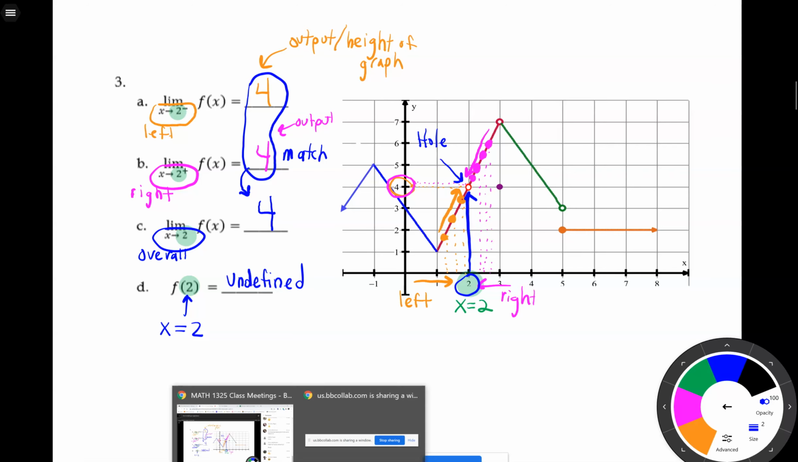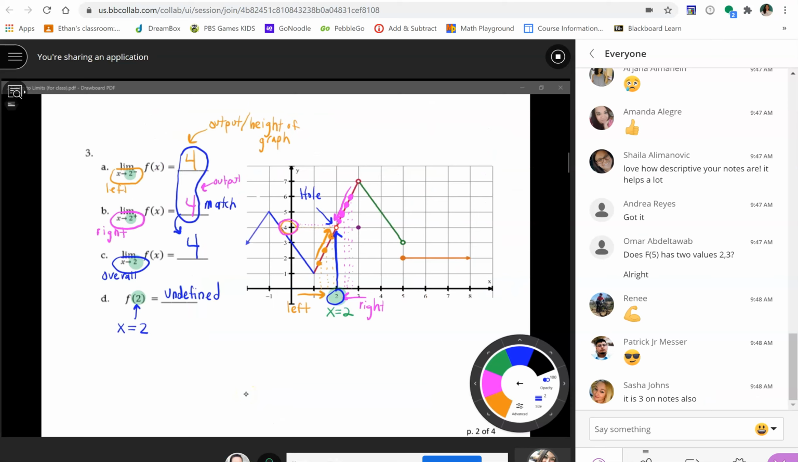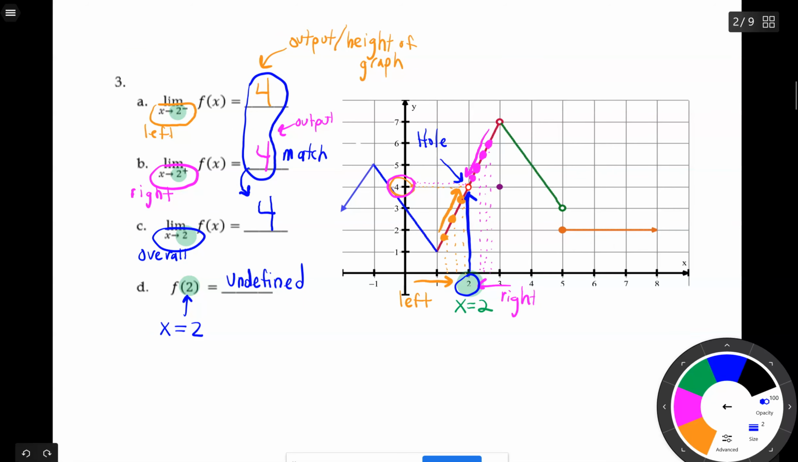Okay, throw me an emoji on this one. Or, oh, go ahead. Why did we say that 2 was undefined? Because when I look at my graph, when x actually equals 2, and I look at my graph there, if I take everything else away for a sec, and I'm looking at 2, I'm scanning all this area.